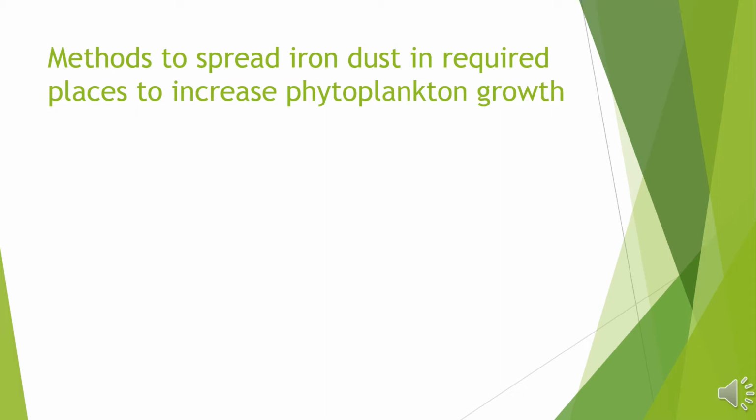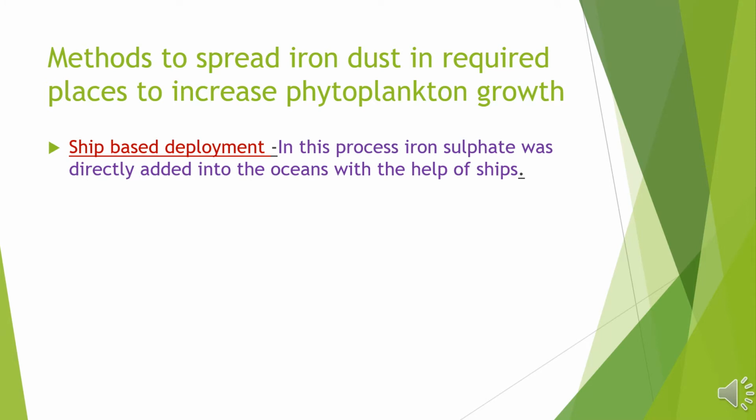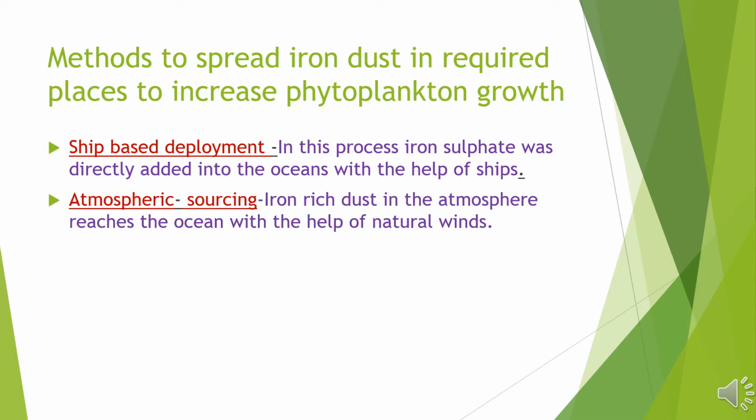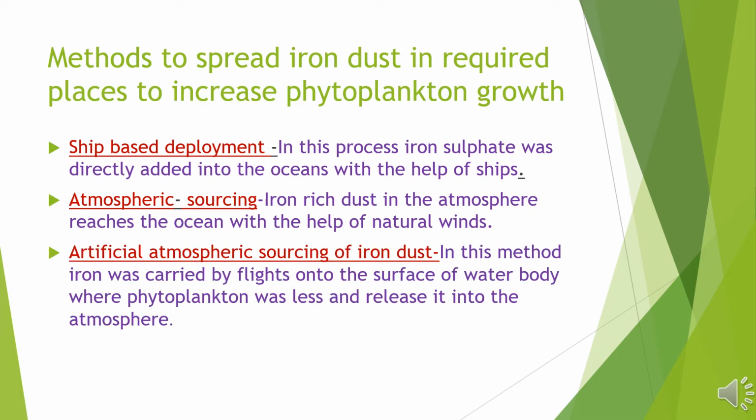Methods to spread iron dust in required places to increase phytoplankton growth. First one, ship-based deployment. In this process, iron sulfate was directly added into the oceans with the help of ships. Second one, atmospheric sourcing. Iron-rich dust in the atmosphere reaches the ocean with the help of natural winds. Third one, artificial atmospheric sourcing of iron dust. In this method, iron was carried by flights onto the surface of a water body where phytoplankton was less and released into the atmosphere.